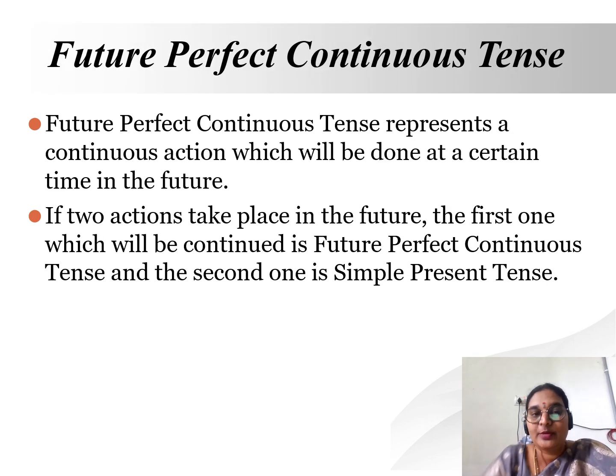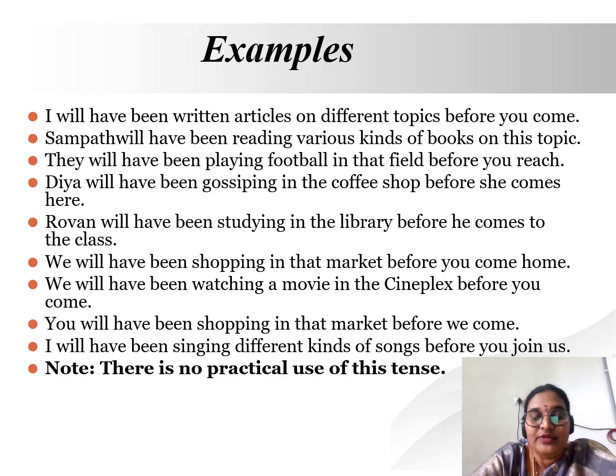And the last form of the simple future tense is the future perfect continuous tense. This future perfect continuous tense represents a continuous action which will be done at a certain time in the future. So if two actions take place in the future, the first one which will be continued is in future perfect continuous tense, and the second one is in simple present tense. We'll see the examples over here.